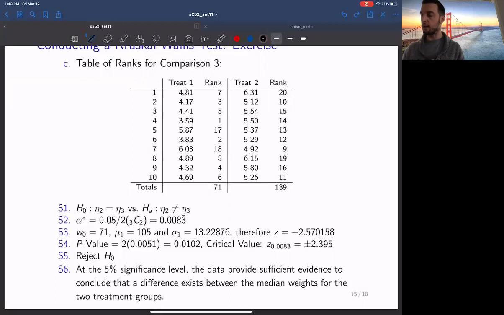And this time, based off of our test statistic of 71, we get a z-score of negative 2.57. This returns a p-value of 0.01 in this case, which is compared to a critical value. There's something wrong here. Sorry, one sec. Doesn't make sense.